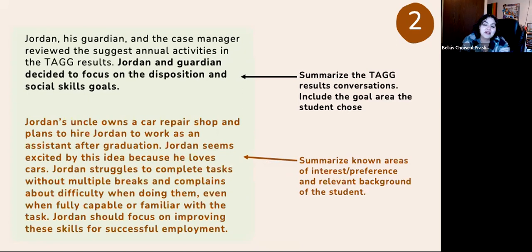However, we know from our observations of Jordan working with him throughout the years that he struggles to complete tasks without multiple breaks, and he complains about them the whole time. He's sighing, he's rolling his eyes, he's unhappy, even when he's familiar. He just doesn't want additional work. Based on what we know about him and his post-school plans, we will make just the final case there to focus on improving these skills for employment.